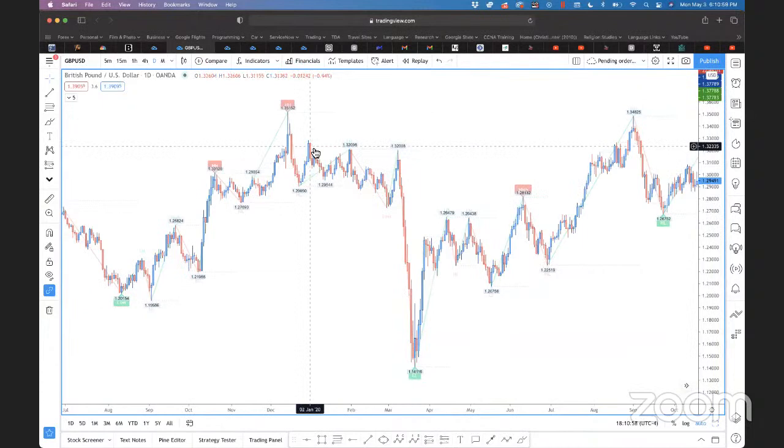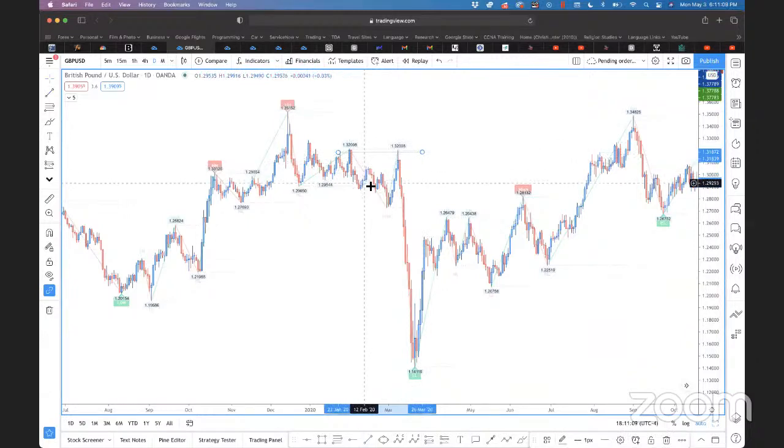Somebody told me that they were in a trade from around here, right? And somebody got them in the trade, told them it was a long-term trade. The price came all the way here, and they asked me, should I keep holding this? They were in a buy from here, and they asked me down here, should they keep holding this?